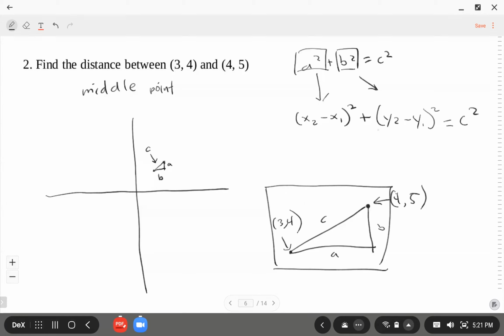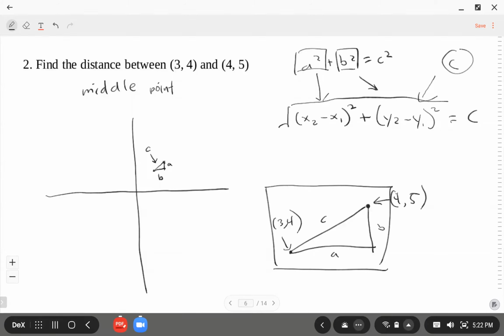And then to get c, we have to get c, right? That's the big goal. We have to get c. So we square root on both sides. And then it simplifies to this, right? So that is our big formula. Now we just have to plug in numbers. We just have to plug in numbers.